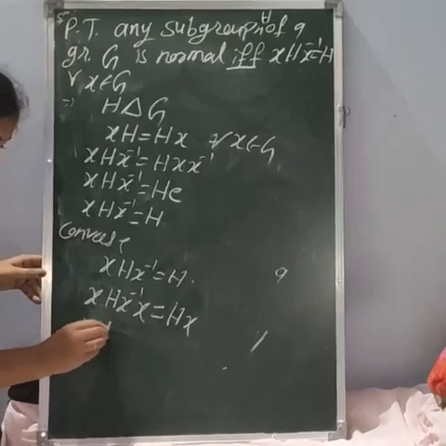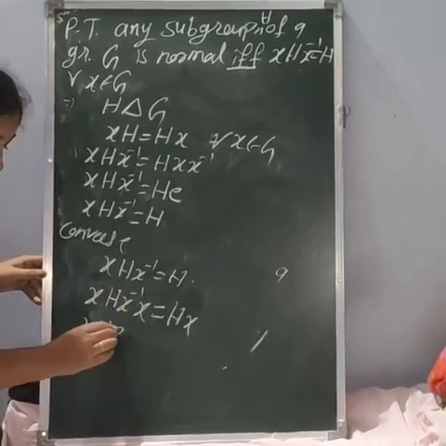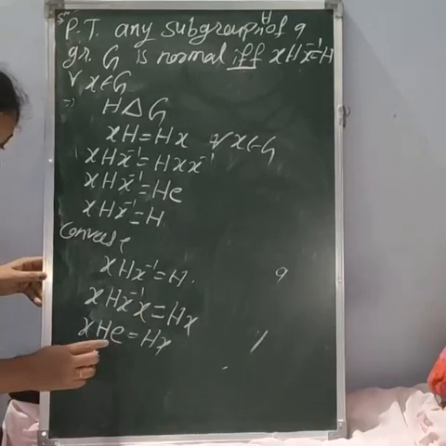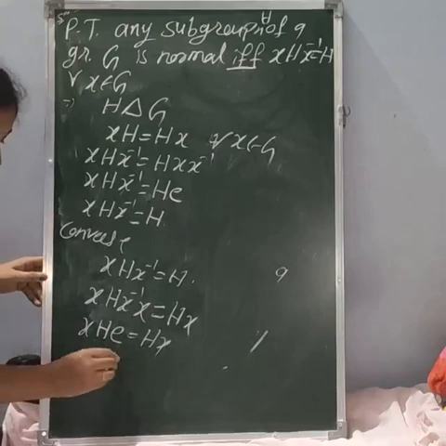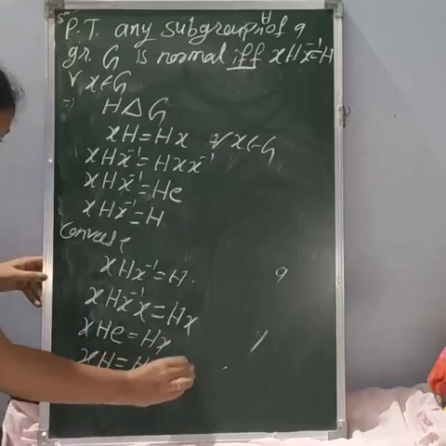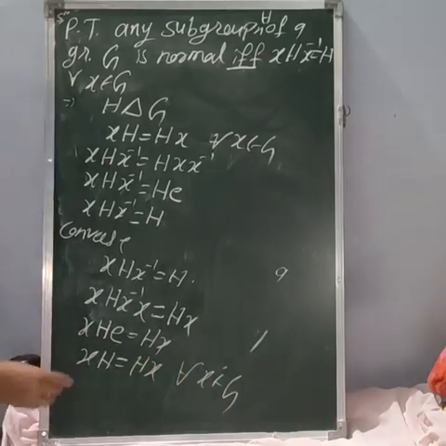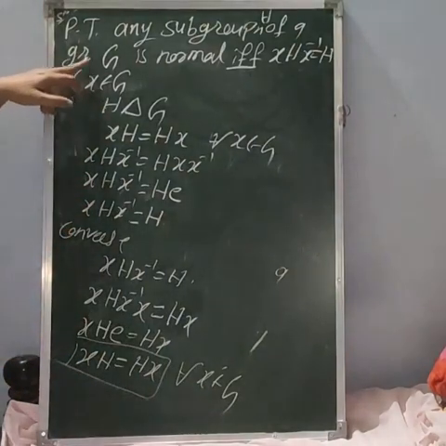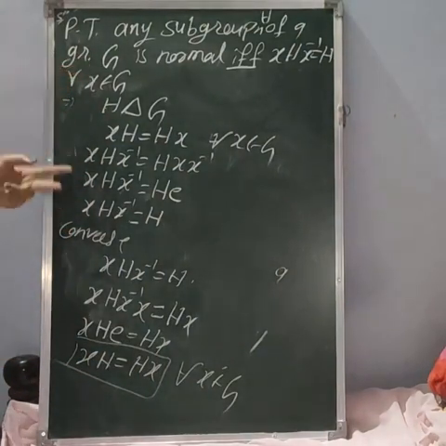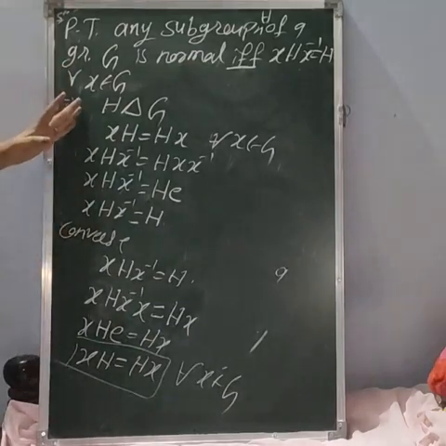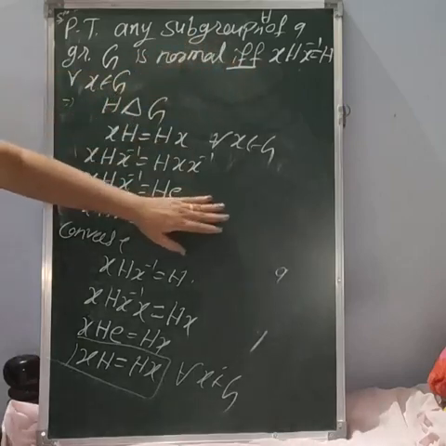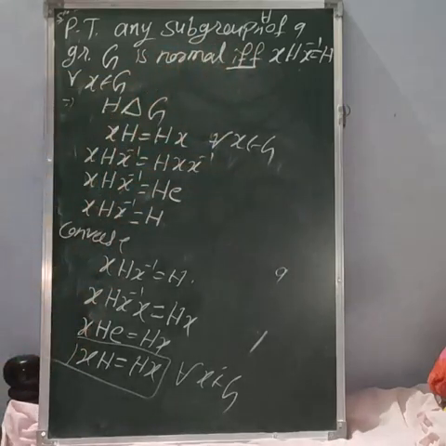So x h, now x inverse x is again nothing but the identity element. This is equal to H into x. Next, identity element into h again you will get h itself. So xh is equal to hx, and this is for all x belongs to G. And this is the condition for normal subgroup. If it satisfies this condition, that means H is the normal subgroup. So we proved both parts. In the first, assuming H is normal, we proved this result, and in the converse part, assuming this result is true, we proved H is a normal subgroup.